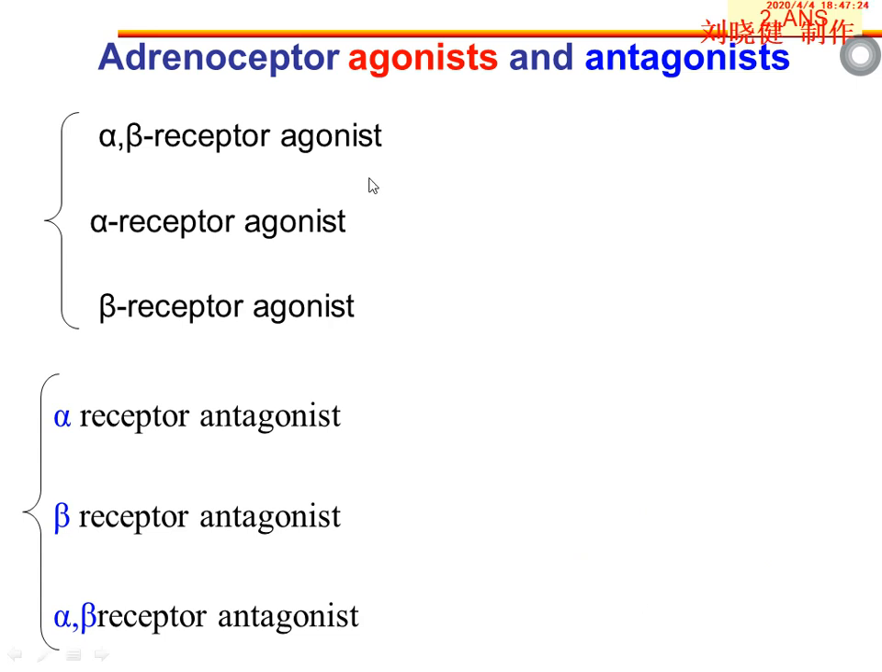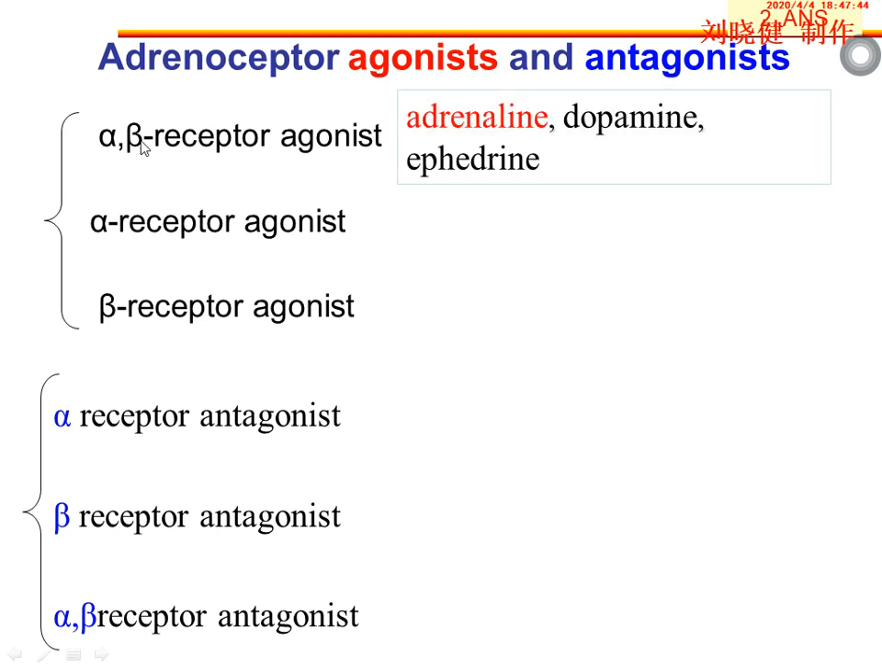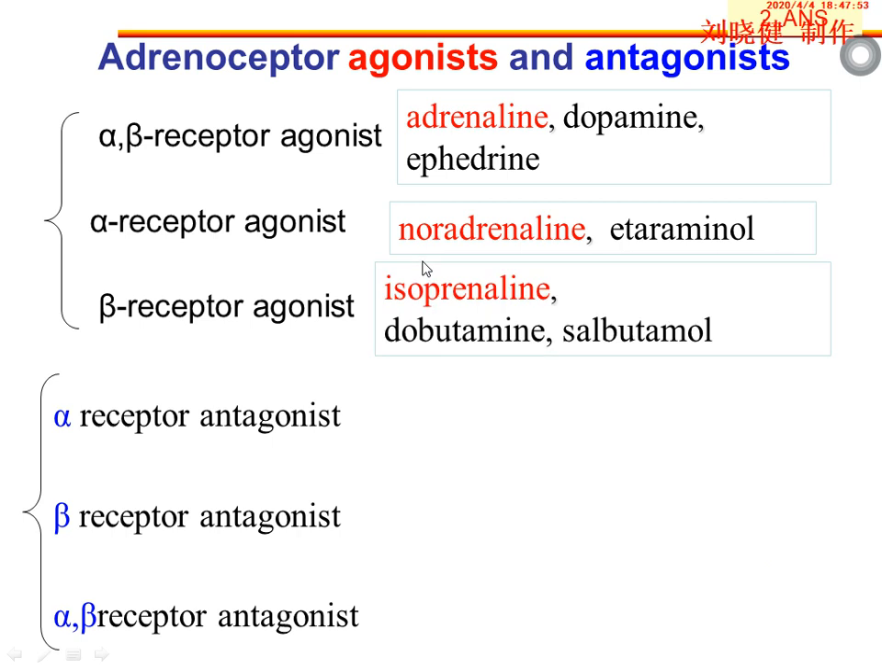Okay, adrenoceptor agonists and antagonists. Agonist or antagonist, their classification is also determined by the drug selectivity to the receptors. Non-selective: this group includes adrenaline, dopamine, and ephedrine. Isoprenaline, dobutamine, and salbutamol: dobutamine is a selective beta-1 receptor agonist. Salbutamol is a selective beta-2 receptor agonist.